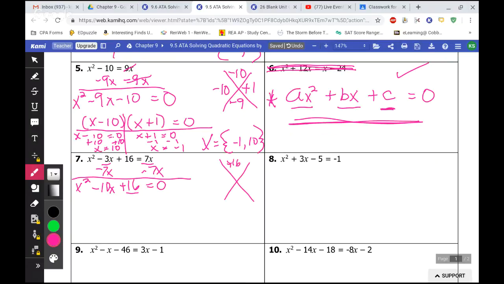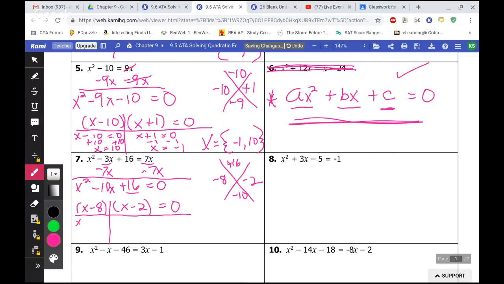Positive 16, -10. So I'm thinking of all the factors of 16. 16 and 1, 8 and 2. Well, 8 and 2 certainly add up to be 10. But a -10, that means that both are going to have to be negative. So I've got an x minus 8 and an x minus 2. Two negatives multiplied together give you a positive. So that's how I got my factors.